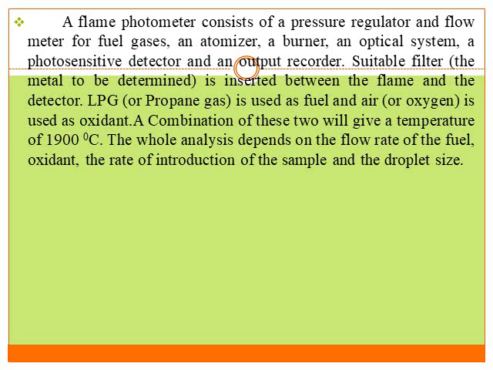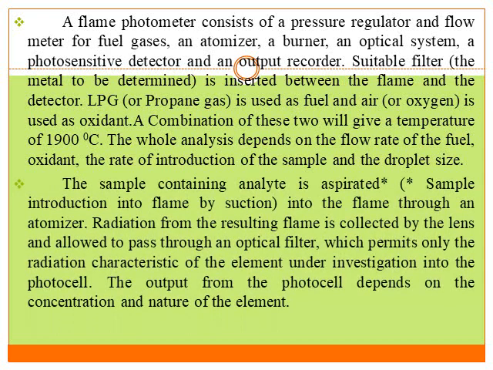Again, LPG is used as a fuel and air is used as an oxidant, and the combination of these will give you a temperature of almost 1900 degrees Celsius. The whole analysis depends on the flow rate of the fuel and oxidant, the rate of introduction of the sample, and the droplet size. Now the procedure is the same. The sample containing an analyte is aspirated. The sample is introduced into the flame by a suction atomizer in the form of small spherical droplets, like an aerosol mist, and the radiation from the resulting flame is collected.